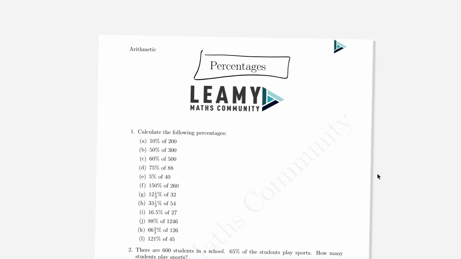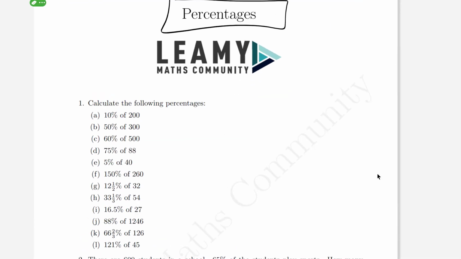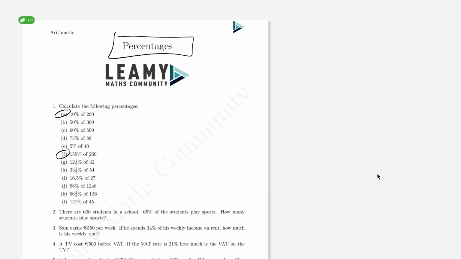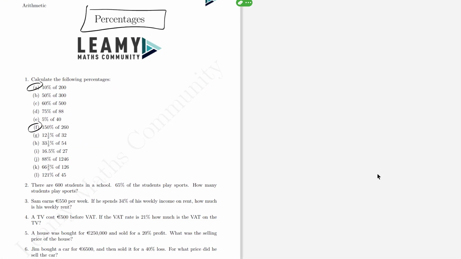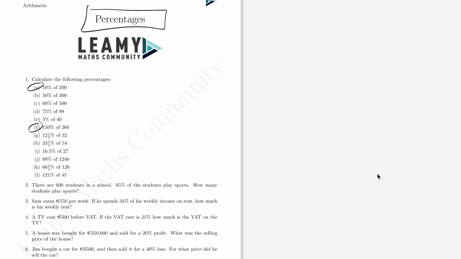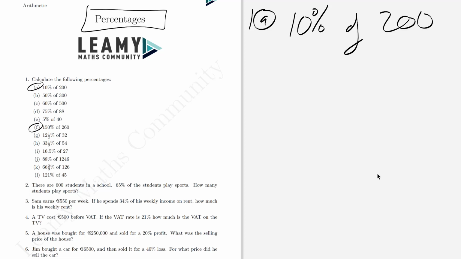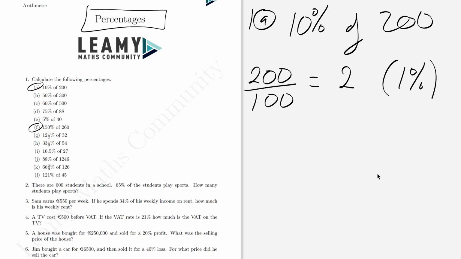So starting off with some basic percentages. How do you find percentages? So for example, I'll do two of these examples. Find 10% of 200 and find 150% of 260. So the easiest way to calculate percentages is, first of all, to always find 1%. So for example, for part A, I want to get 10% of 200. So the first thing you should do is get 1%. So you divide 200 by 100 and you get 2. That represents 1%. All right, so 2 is 1%.